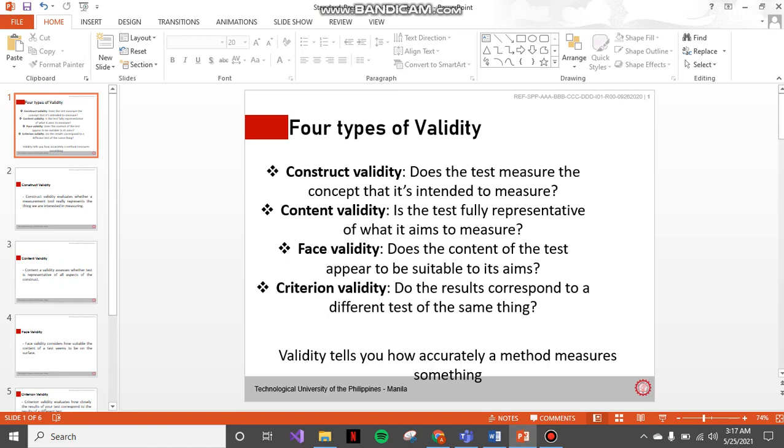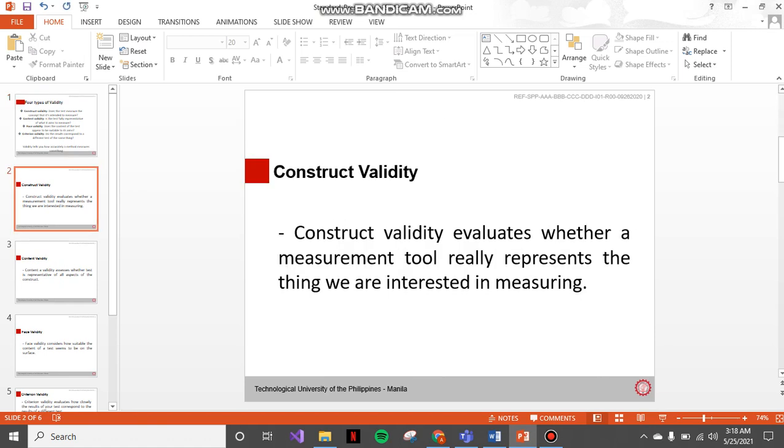And for the next one is face validity. It questions whether the test seems suitable to its aims. And for the next one is criterion validity. Do the results correspond to a different test of the same thing? Before that, let me tell you that validity tells you how accurately a method measures something. So let's go on to the first one.